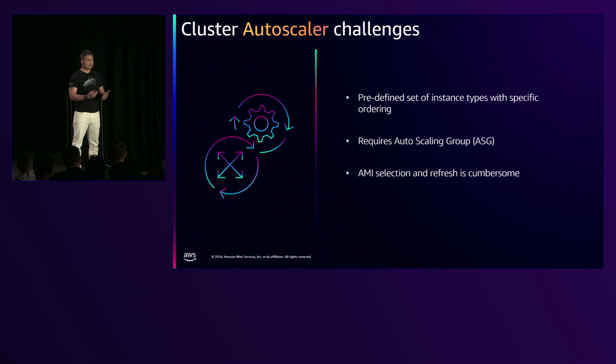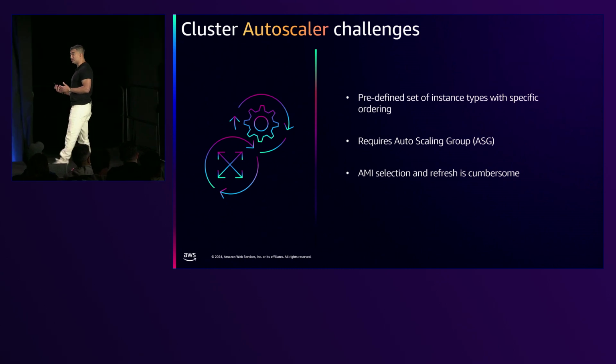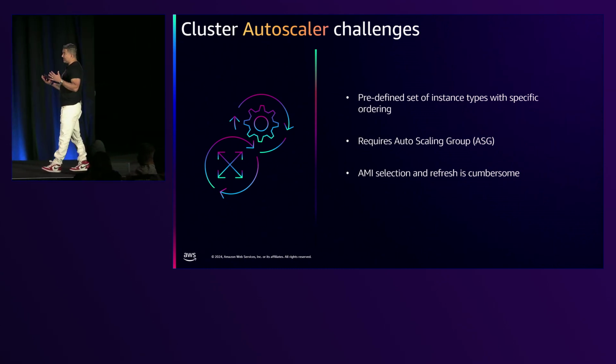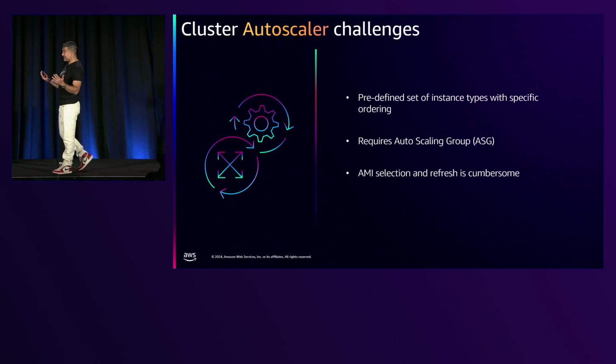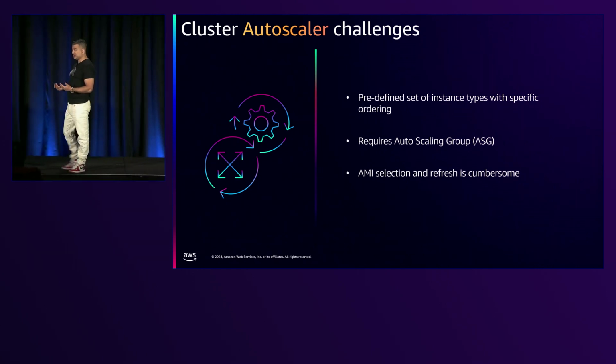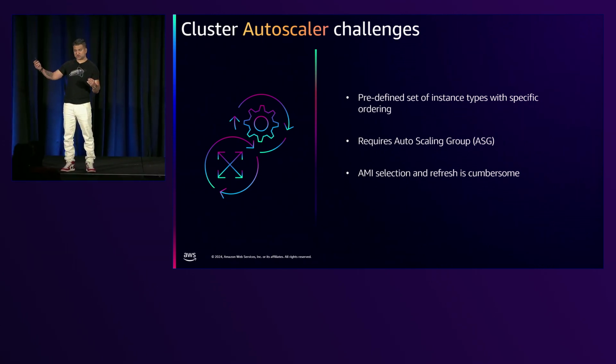With cluster autoscaler, you need to create node groups, either managed or self-managed. And in those node groups, you have to specify what instance families it should be using, as well as their priority. Also with cluster autoscaler, you need to create an autoscaling group. Now, autoscaling group is great, but it comes with some challenges. For each node group, you have to have a separate autoscaling group. If you want your workload to spread across multiple availability zones, you need to create multiple autoscaling groups, etc.